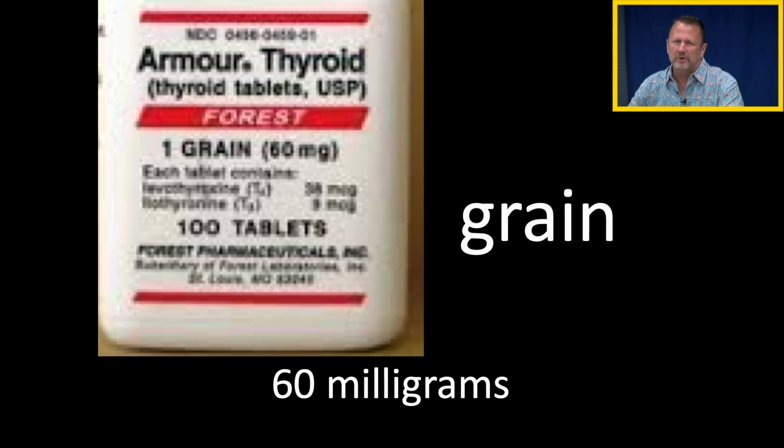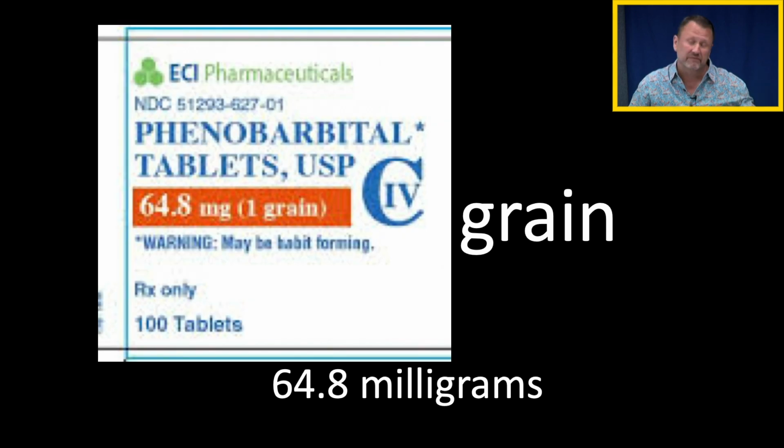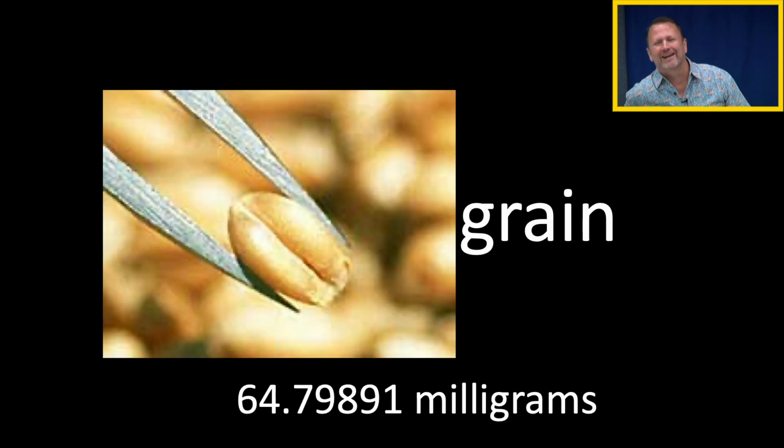Hey, wait a minute. Here's Armour Thyroid, and a grain is 60 milligrams. All right, so what's a grain? Oh, it's about 60, 65, 64.7 milligrams. So a grain can be 60, a grain can be 65, a grain can be 64.8, a grain can be 64.79891. All right, so a long time ago somebody asked me, well, what is a grain? And I'm like, well, that is not an easy answer, but it's 60, 65, 64.8.